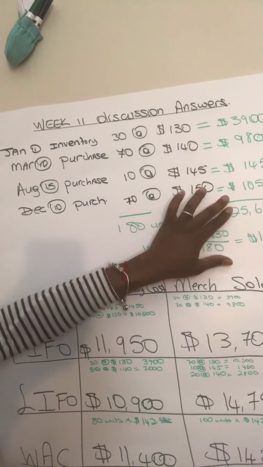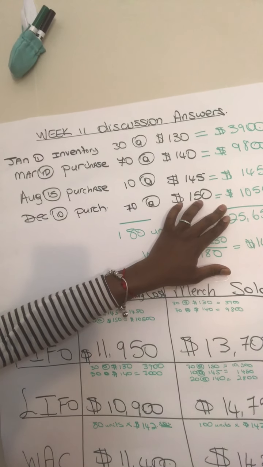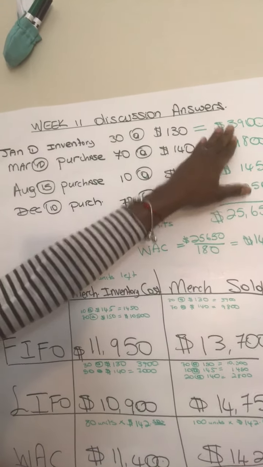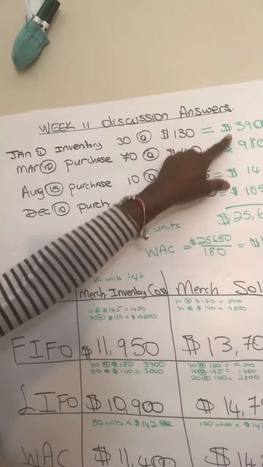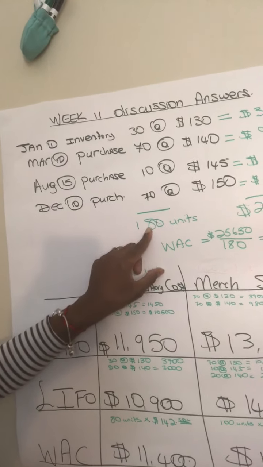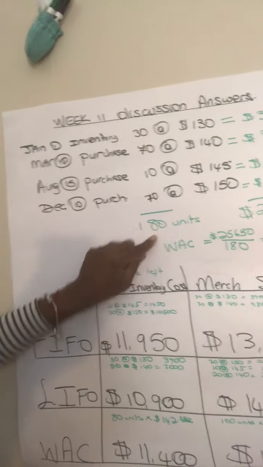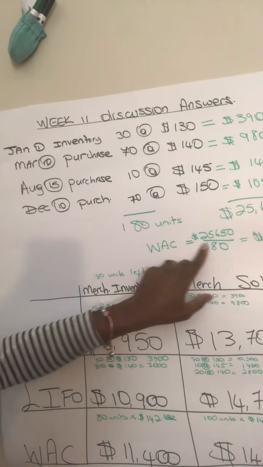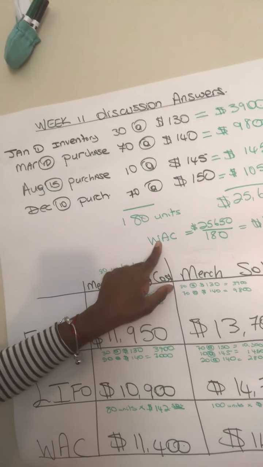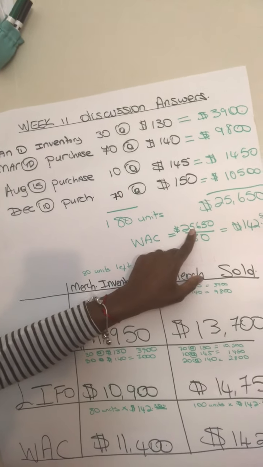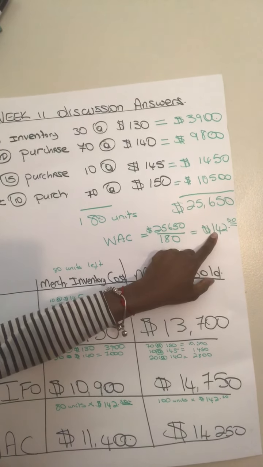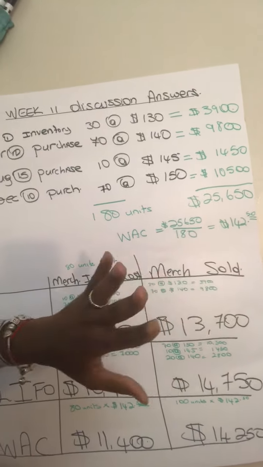And this is what I recommended in the actual class discussion: you would sum. So all these four give you 25,650, and it's 180 units in total. I recommend you quickly always calculate your WAC before anything else. To get your weighted average cost, it's your 25,650 divided by the 180, and that's $142.50.